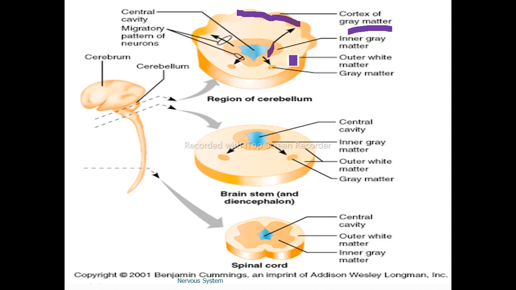So this is the white matter. In the case of the spinal cord, the outer is white matter and the inner is gray matter. This is the central cavity. This is in the brainstem. In the case of the cerebrum, the outer is gray matter and the inner is white matter, though some inner parts are gray matter.